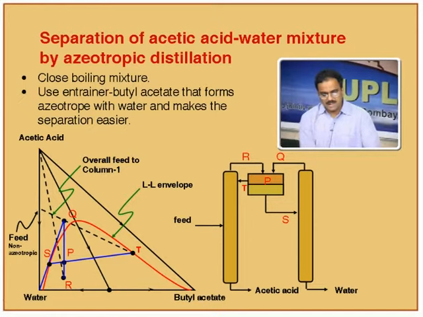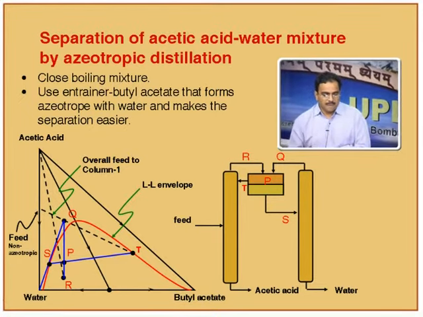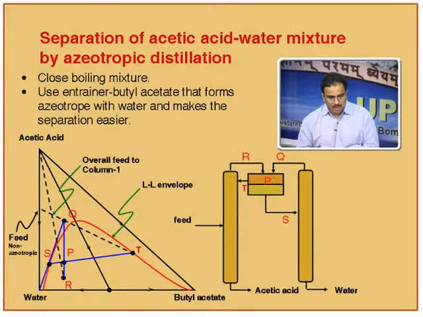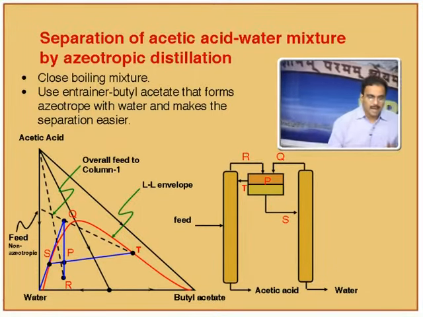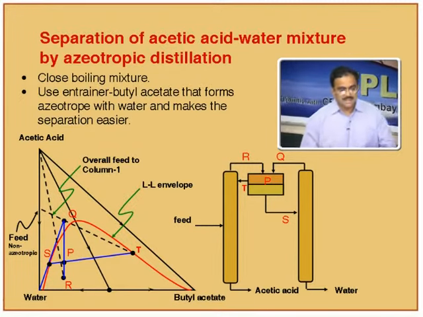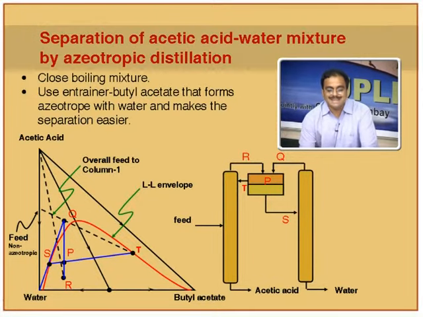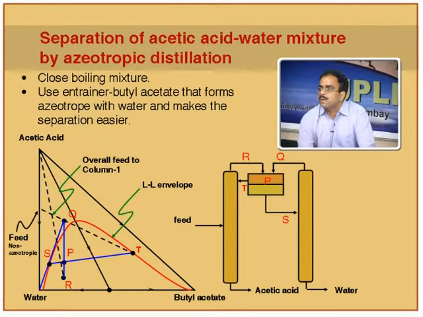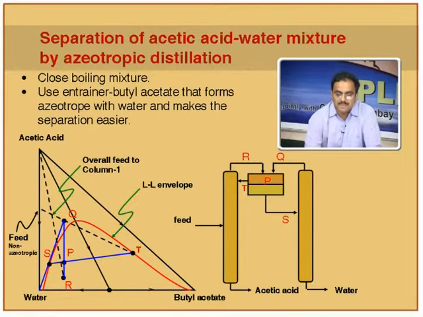Now this is another system that I have shown here, which is a very specific example. I would like you to just have a look at it and try it out yourself, okay, instead of us spending time on this. It's just an additional system, okay. I'll just explain what exactly we are doing here. The purpose is to separate an acetic acid water mixture, okay, by azeotropic distillation. It's a very famous, popular, commercial example. People do that in industry.